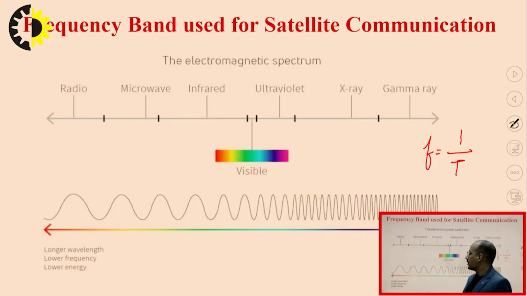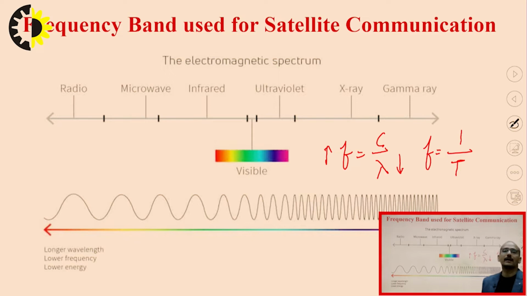If I am talking about the frequency and wavelength relation, that is F is equal to C upon lambda, where C is the speed of light or speed of electromagnetic waves, and lambda is the wavelength. It means as frequency is increasing, wavelength is decreasing. This is the prerequisite part of frequency.